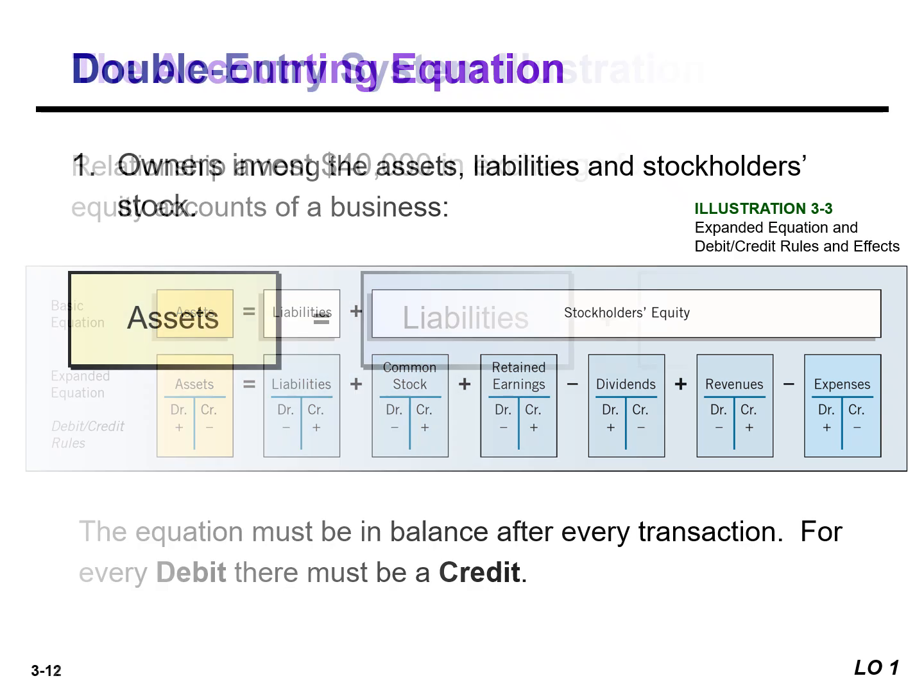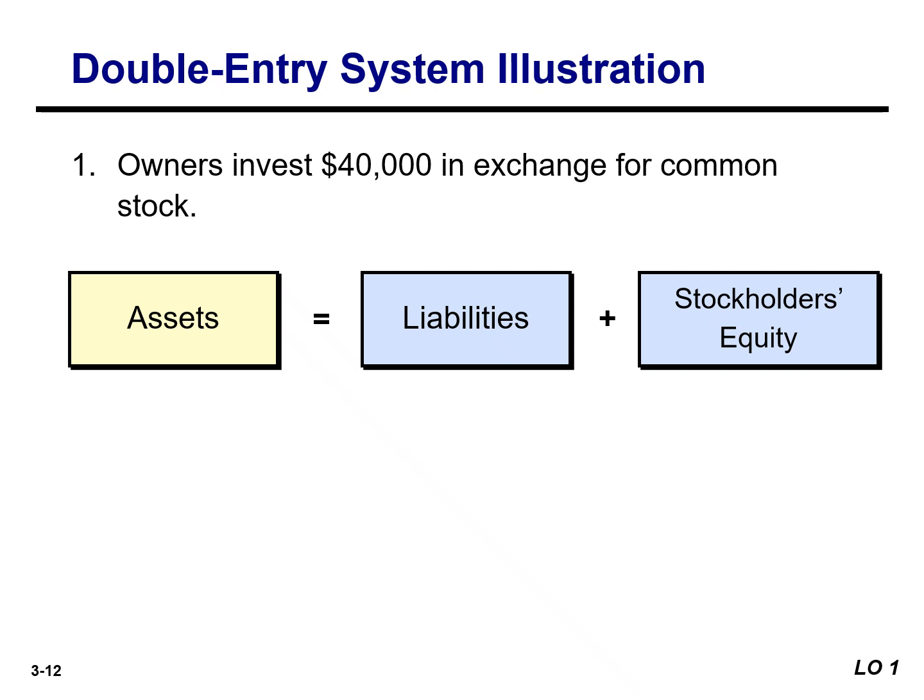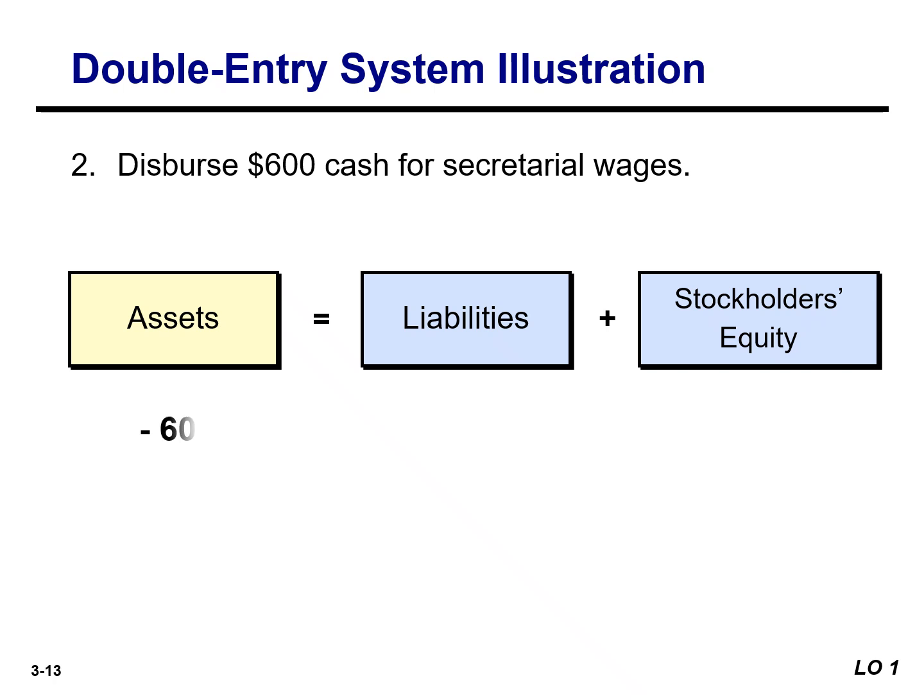Remember that income in and of itself is a subsection of the stockholders' equity, right? Because they're nominal, they're not permanent. If an owner invests $40,000 in exchange for common stock, his cash goes up and his stockholders' equity goes up. Debit, credit. If he disburses $600 for wages, his assets go down and his expenses go up. Remember, expenses are a normal debit balance.